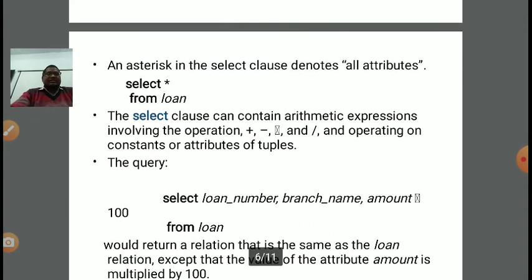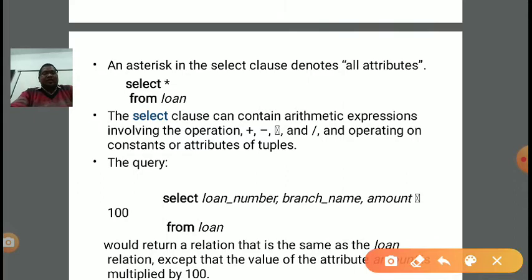An asterisk in the select clause denotes all the attributes. Suppose in a table there are three attributes, and in the output we want to pick all three attributes, all the domain values corresponding to these three attributes. Then rather than writing all three attributes, we can simply write the asterisk symbol under the select clause. So how to write it? Select, after that we need to write all the attributes, but rather than writing all the attributes I am writing only star. From which relation?